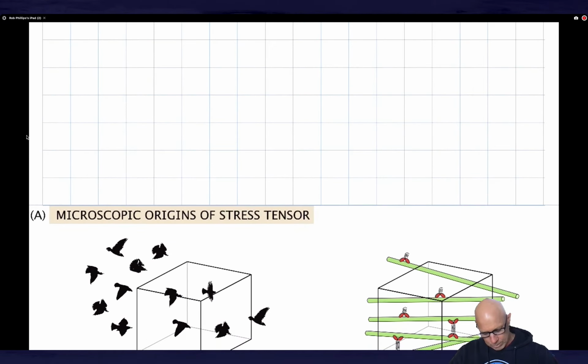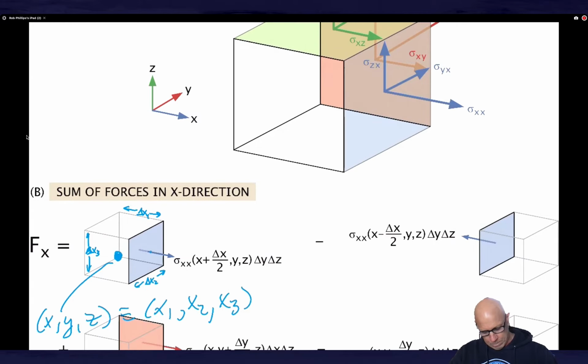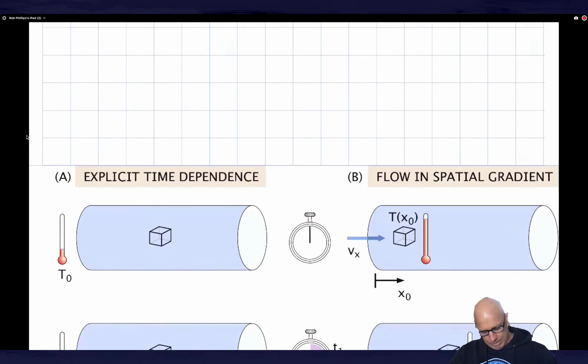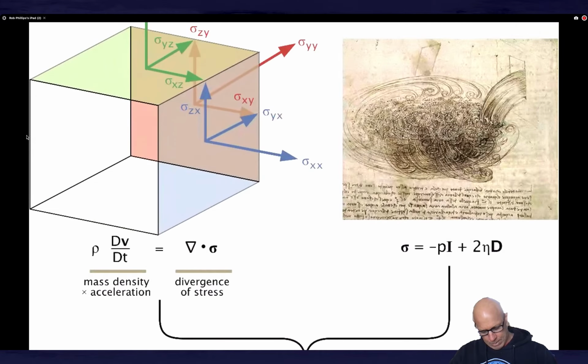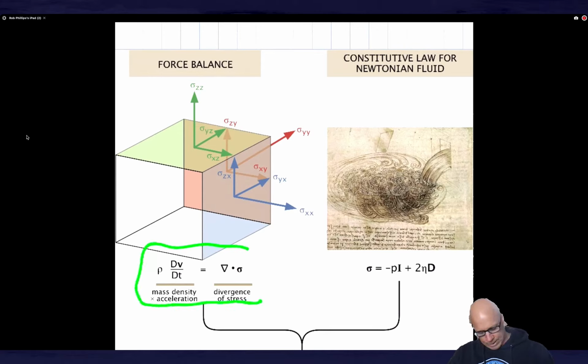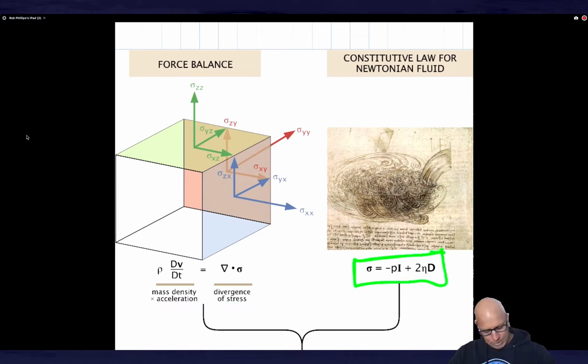So just as a reminder, last time we did this force balance business, that was cool. And the thing I wanted to note is that we already achieved the left-hand side, which was our force balance statement. Now I want to talk about the right-hand side of this diagram, which is the constitutive law for a Newtonian fluid.